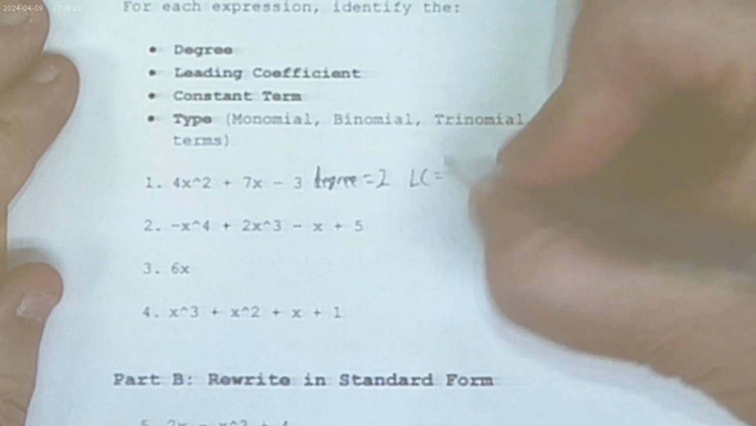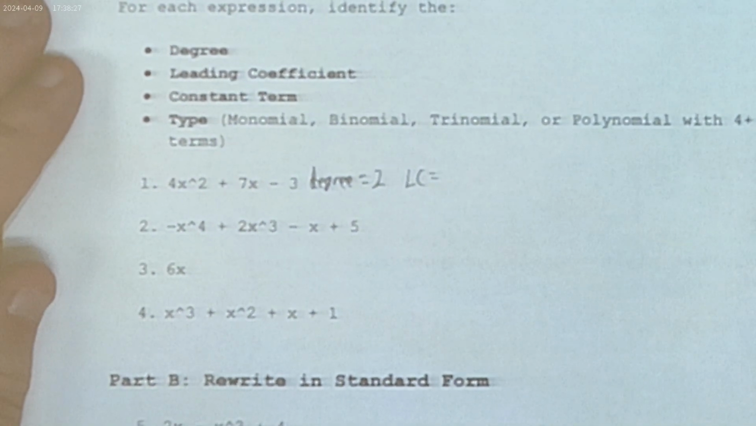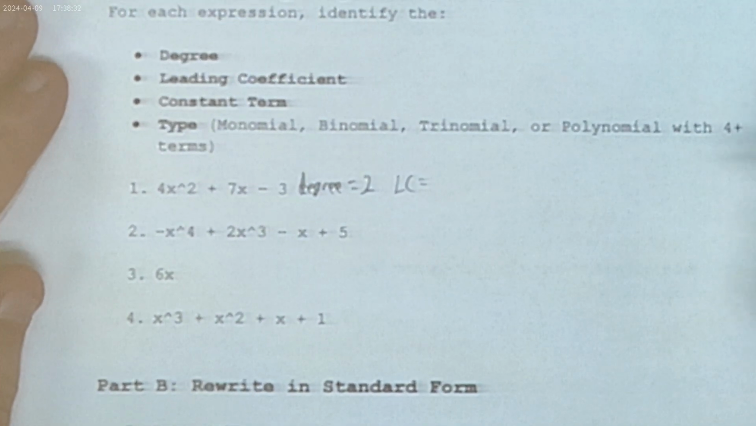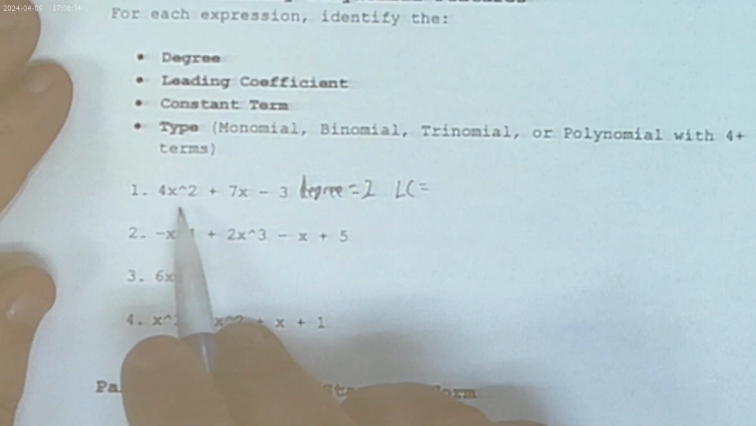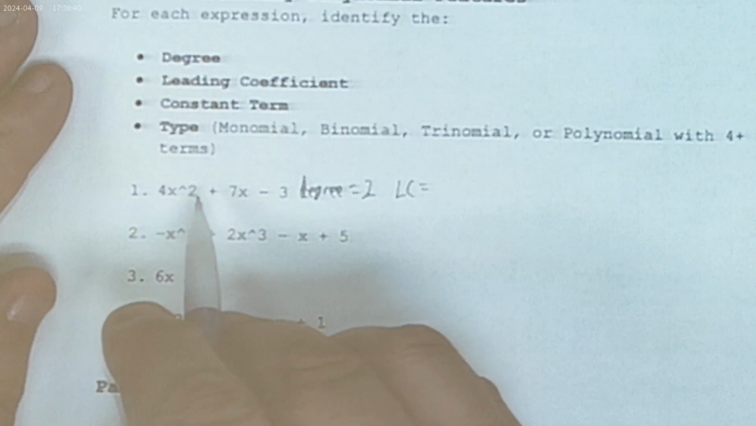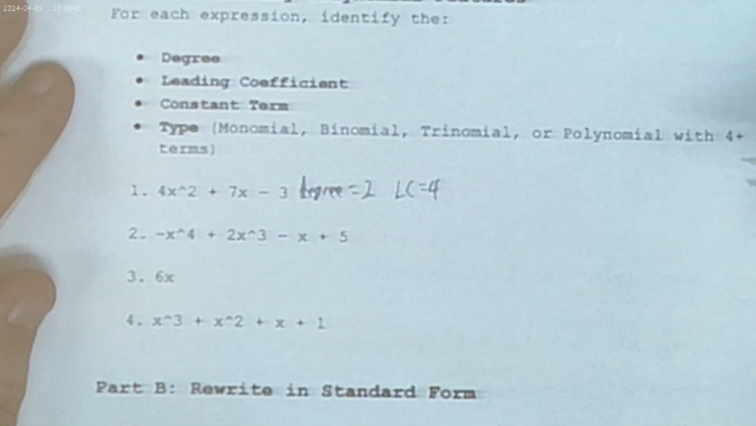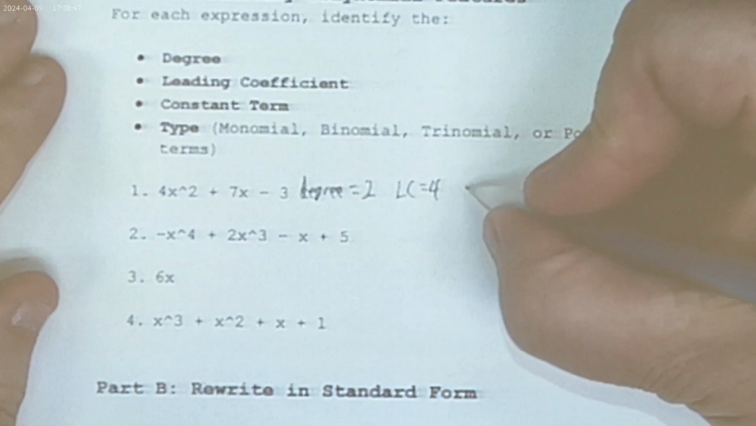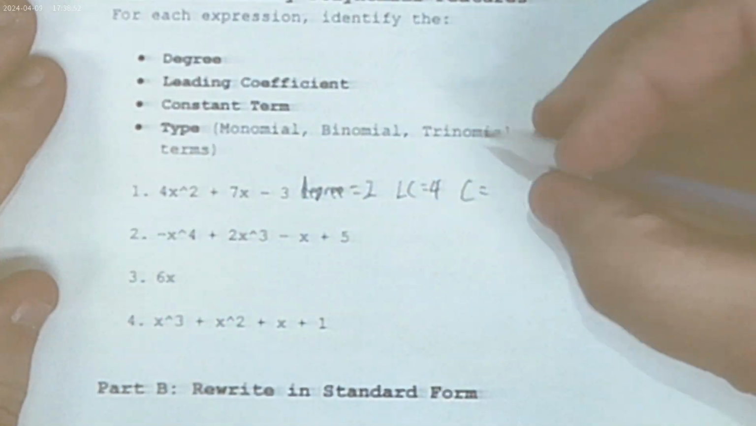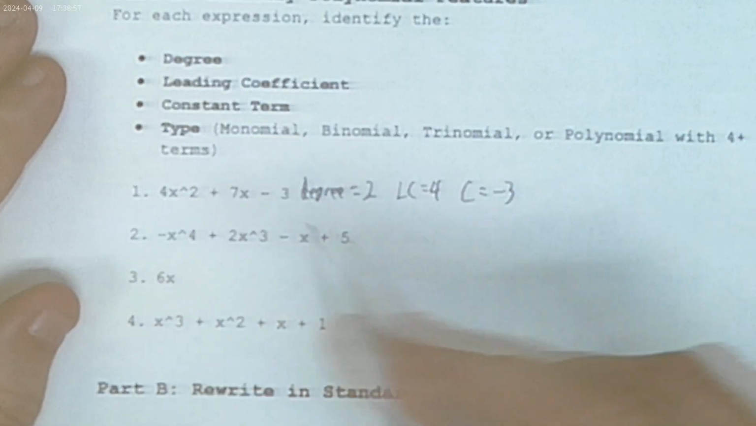The leading coefficient is going to be the coefficient that is attached to the variable with the highest degree on it. It's the 4. The constant term is the term that does not have any variable attached to it. So in this case, 3. Oh, wait a second. It is -3. I forgot about that.